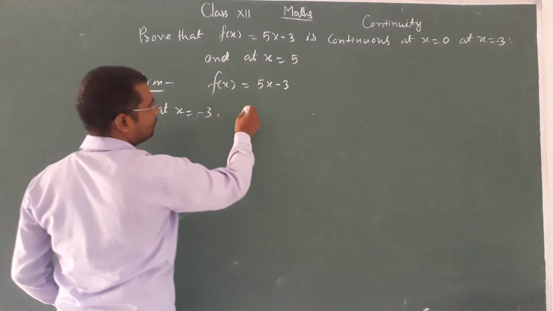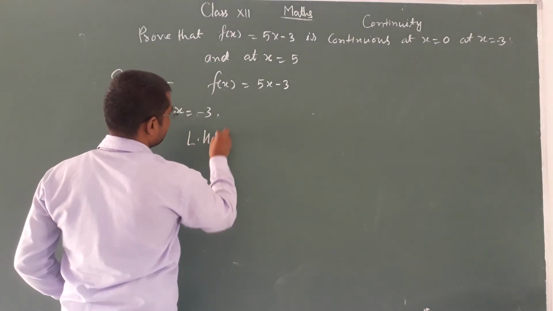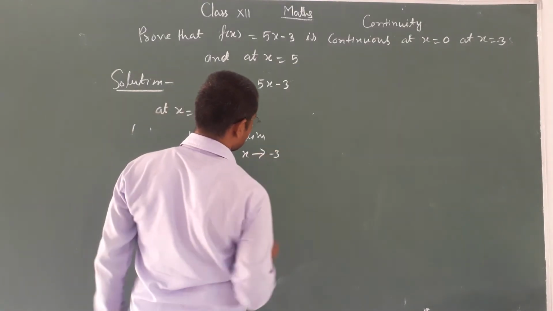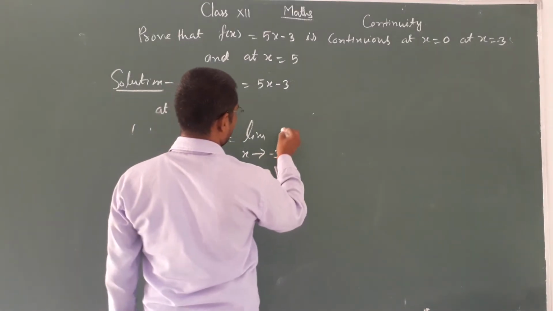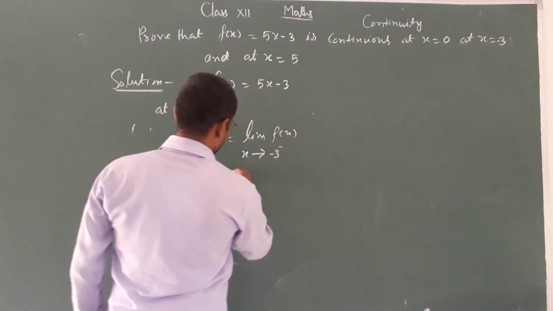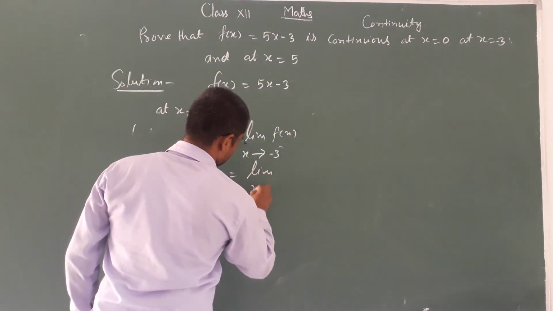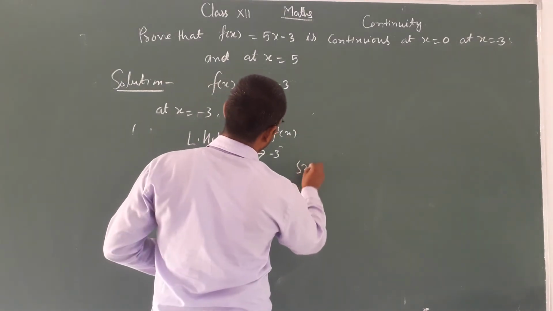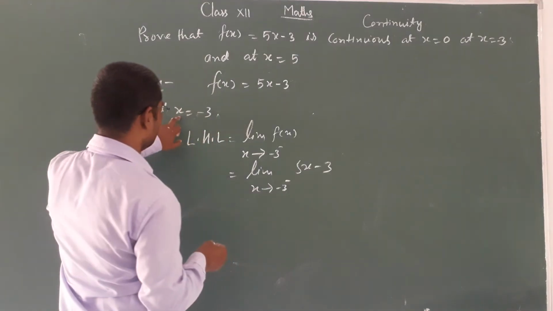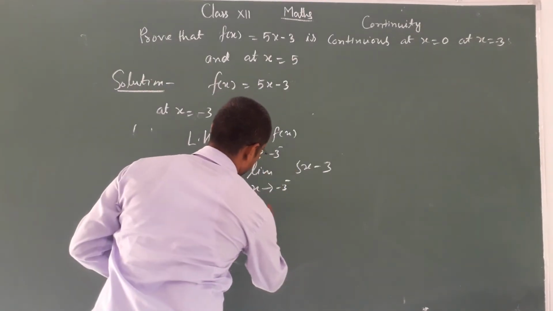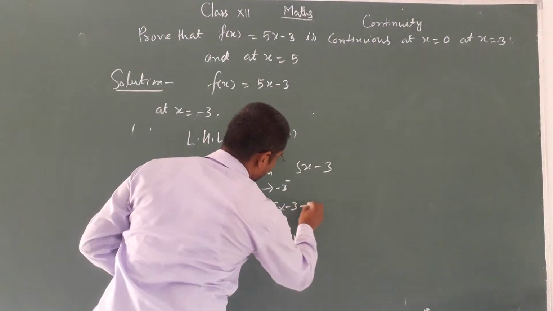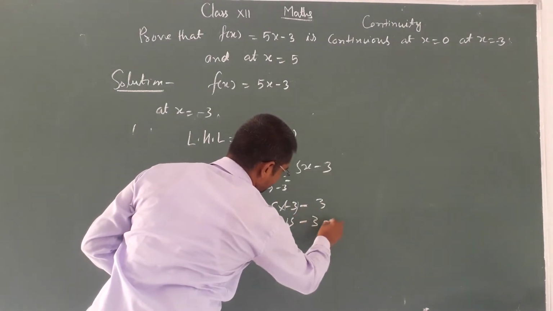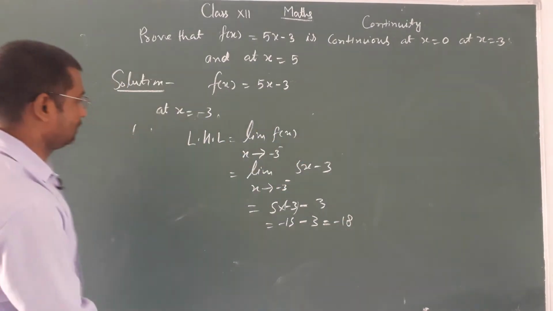So for the given function, the left hand limit as x tends to minus 3 of f(x), which is 5x minus 3. Now put x equal to minus 3 here: 5 into minus 3 minus 3, so minus 15 minus 3 is equal to minus 18.